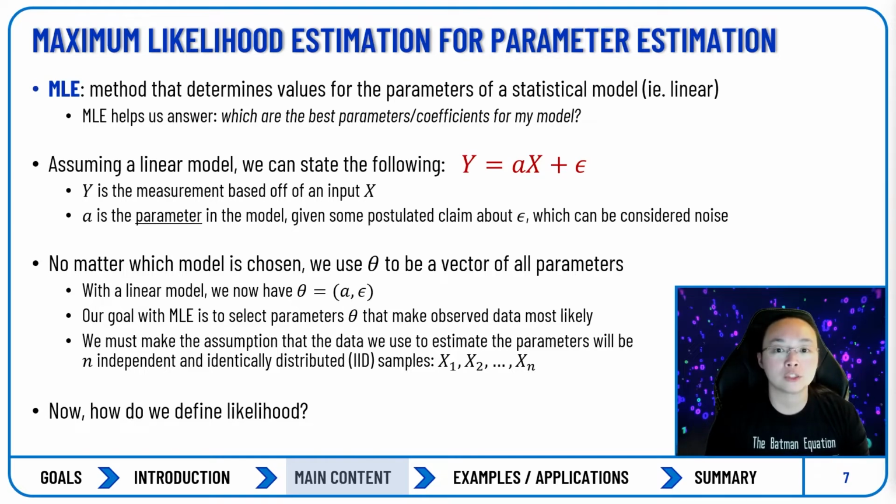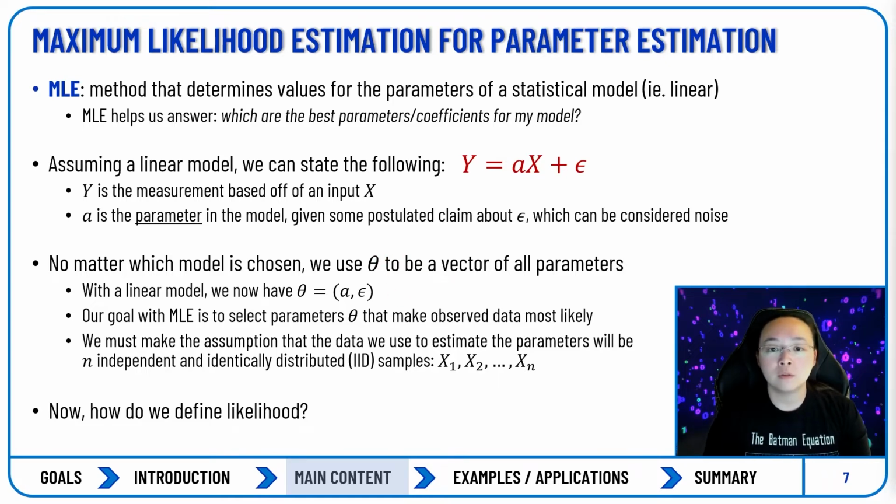But no matter which model is chosen, whether it's linear, quadratic, exponential, or whatnot, we want to simplify things by using one term to represent our parameters. That variable is called theta. So we use theta to be a vector of all the parameters. With a linear model, we have two parameters that we're interested in, a and epsilon. So our theta is going to be defined as a vector of two values, a and epsilon.